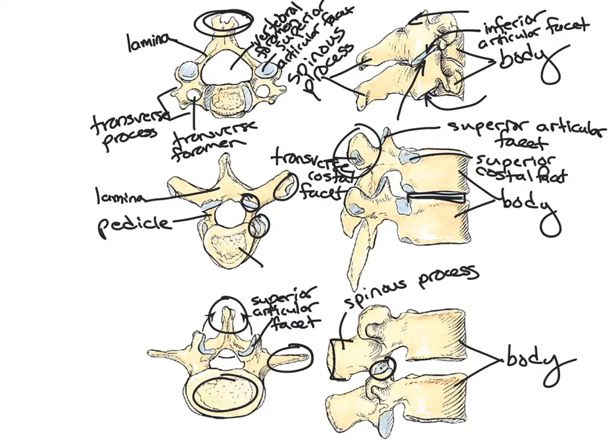Okay, just like we saw in our other two vertebrae, we still have that vertebral foramen, as well as the pedicle and the lamina. The pedicle again is between the body and the transverse process, and the lamina is between the transverse process and the spinous process.